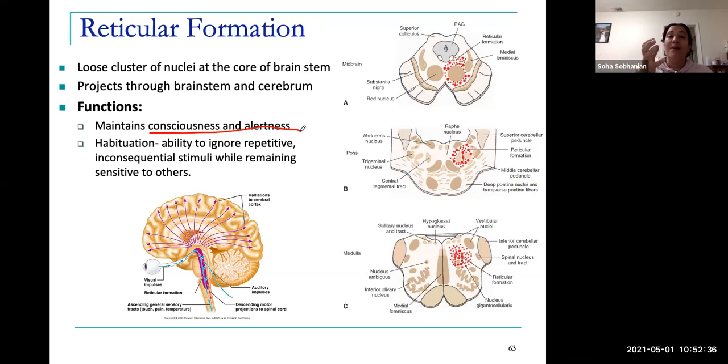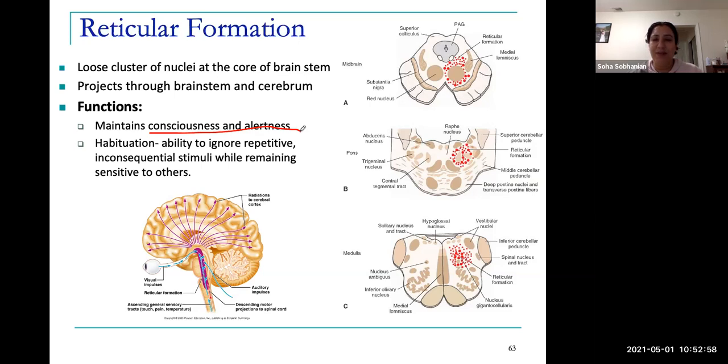So when I talk about reticular formation, it is in two senses. First, getting rid of things that are inconsequential in terms of your health and your survival, and then being aware of your environment. So if somebody is unconscious or is in a coma, the reticular formation is knocked out.